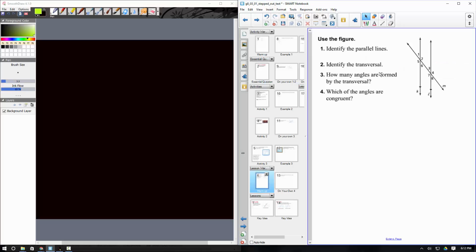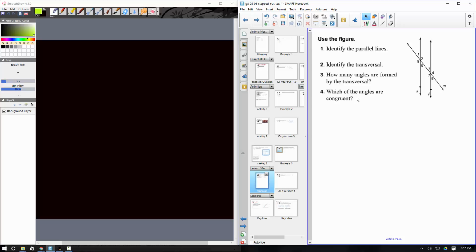So then let's actually do one of these. It says identify the parallel lines. The parallel lines are right here, line K and line L. The transversal is line M. How many angles are formed by the transversal? As I said before, there are 4 per line. Since I have 2 lines, I have a total of 8 of them.